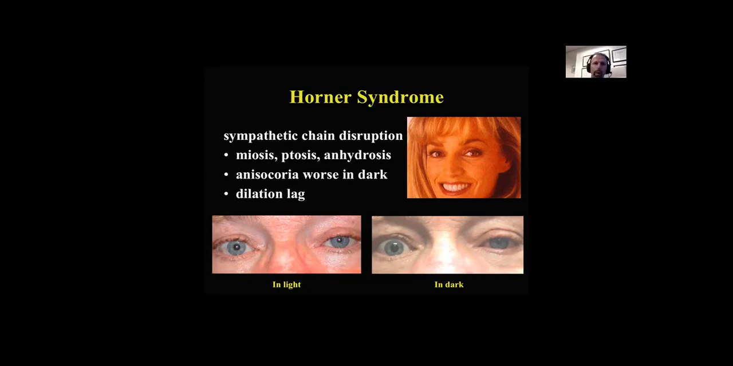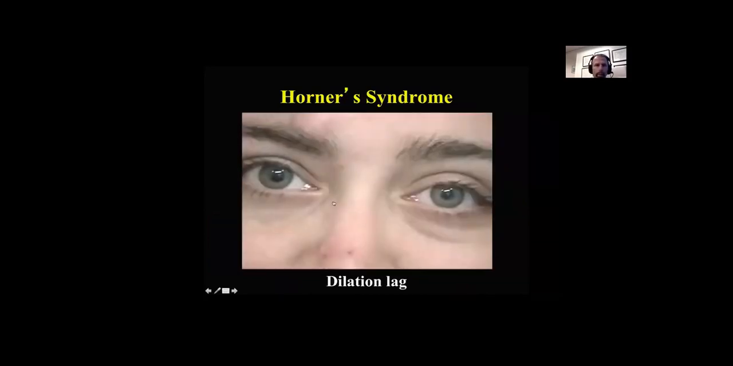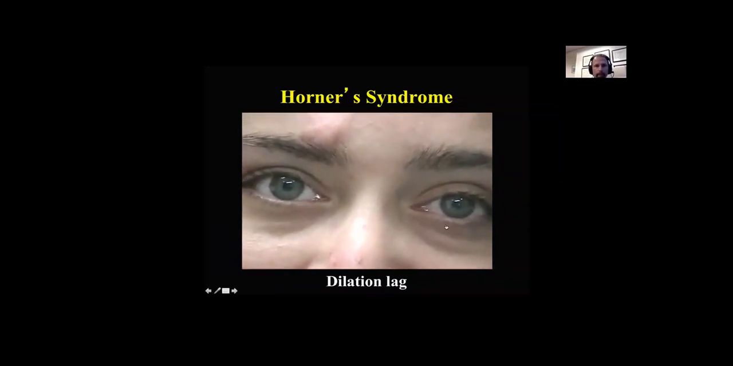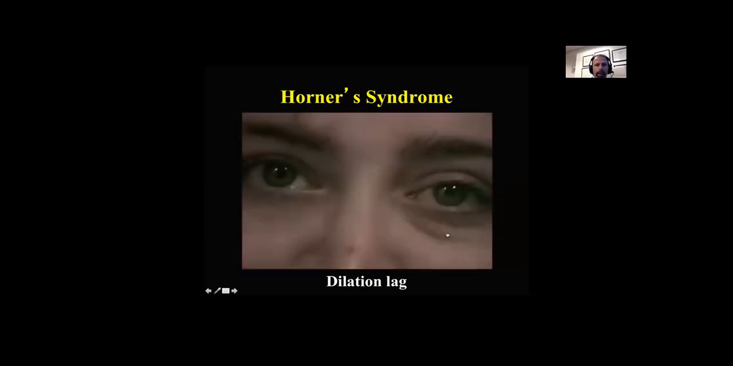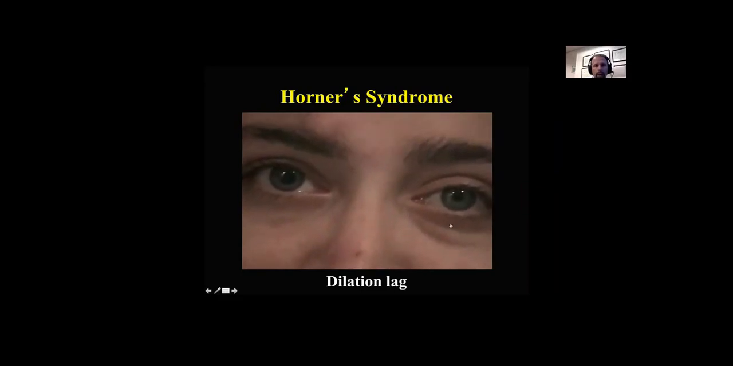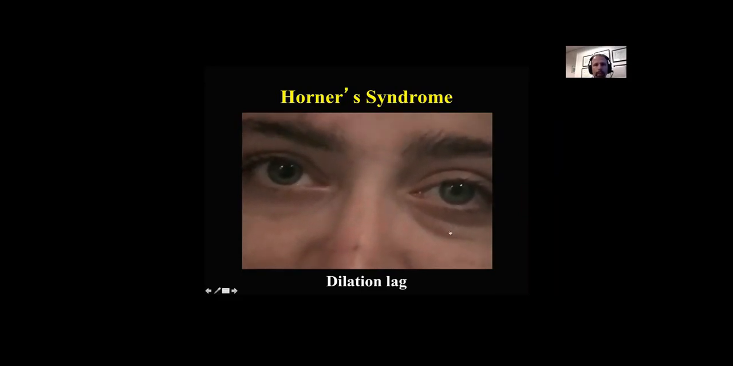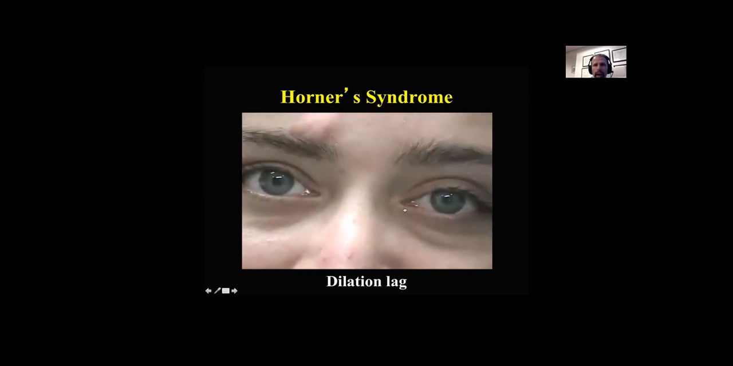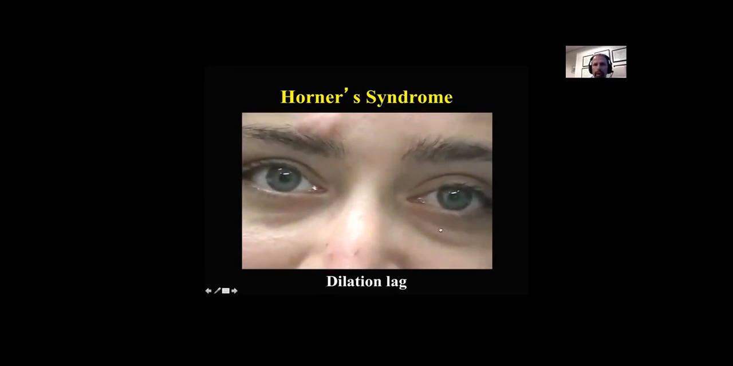Something else you can look for is called dilation lag. So let's look at a video and look at the pupils. Pretty subtle Horner's on the left. Now watch as the lights go out. Eventually, you'll see the right pupil. Look at how much anisocoria, big time. Watch as time goes by. This is real time. The left pupil gradually gets somewhat bigger. So that as 15, 20, 25 seconds go by, there's less anisocoria now. Look at how subtle this Horner's is. Tiny ptosis, tiny anisocoria, yet this could be life-threatening.